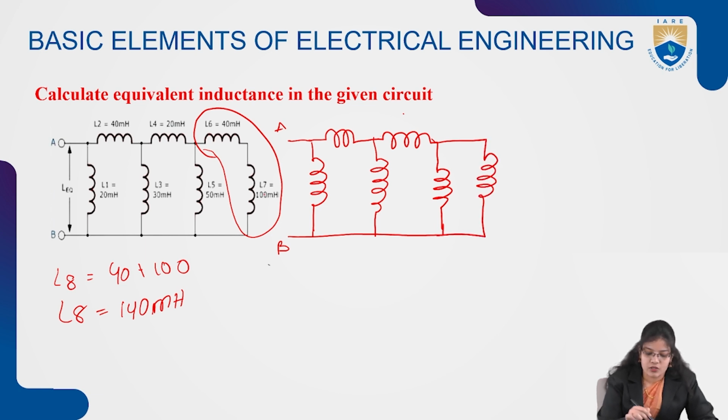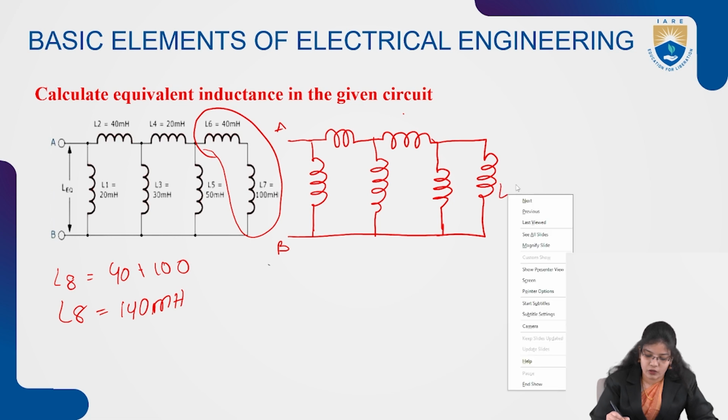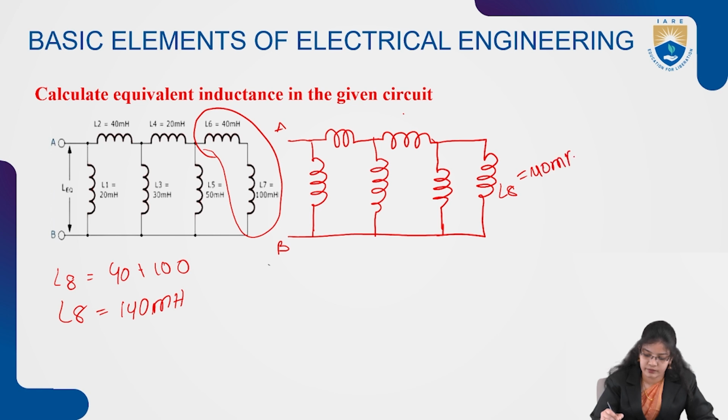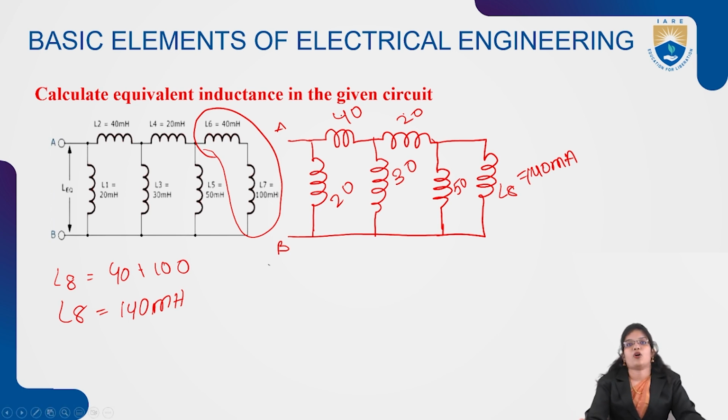So after reducing these two series circuits, we'll get a value of L8 inductance. The value will be 140 millihenry. And this will be 50 as usual, 20, 30, 20, 40. Now again we have to see the combination of series and parallel networks.